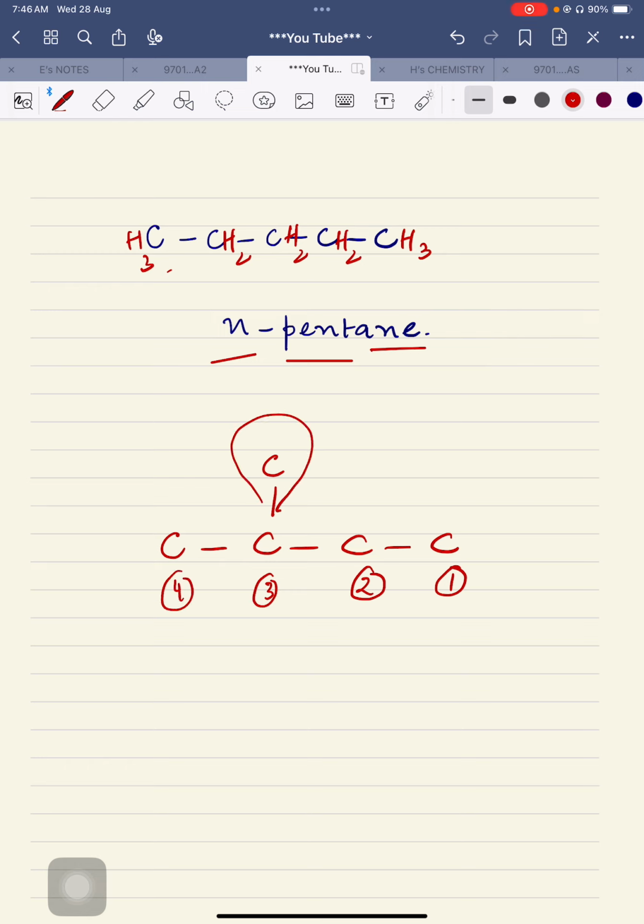Okay, if I'm going to start counting from the other way around, I'm writing with another color. So it is 1, it is 2, it is 3, and it is 4. I can say that the same branch is at position number 2, whereas according to the first counting, the same branch was at position number 3. So we are going to select that counting in which we are going to give the smaller number to the branch. So it is at position number 2, and that is called a branch of one carbon atom.